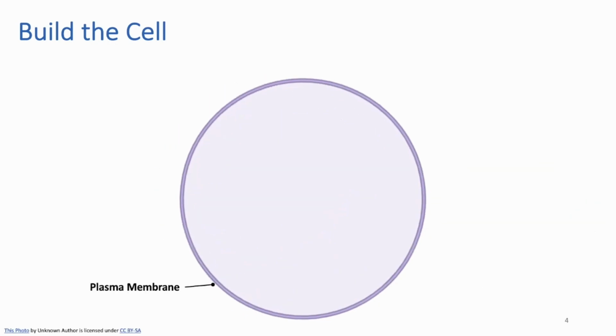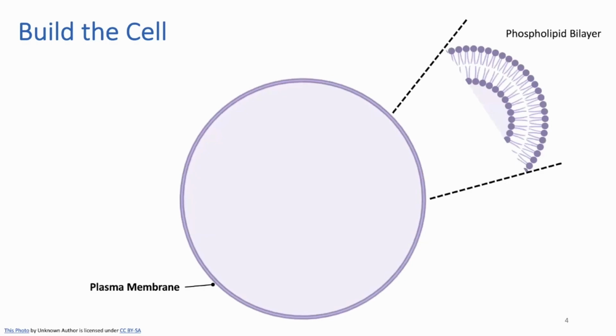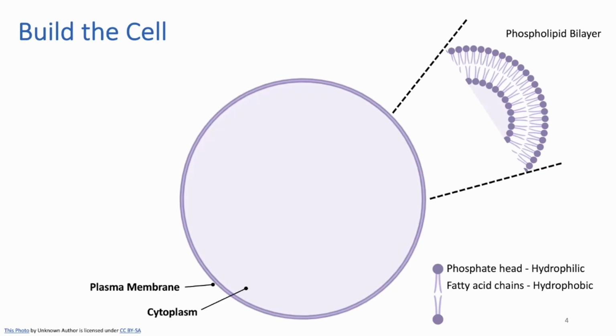First, we have the plasma membrane on the outside of the cell. If we zoom in closer, we can see that it is made up of 2 layers and is called a phospholipid bilayer. A phospholipid is made up of a phosphate head and 2 fatty acid chains making up the tail. The head is hydrophilic, meaning loves water, whereas the tail is hydrophobic, meaning hates water. This double layer allows separation of the fluid outside of the cell from the fluid inside the cell.